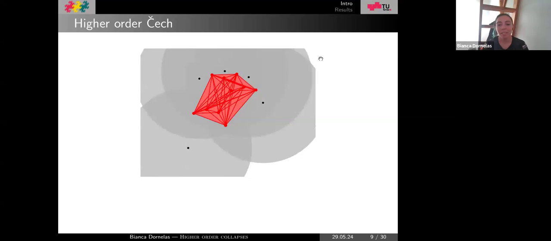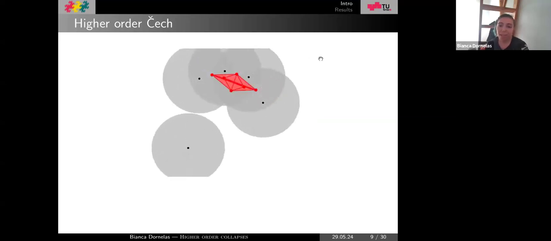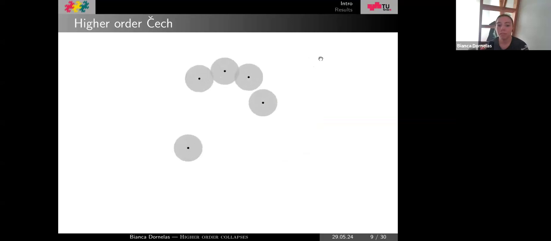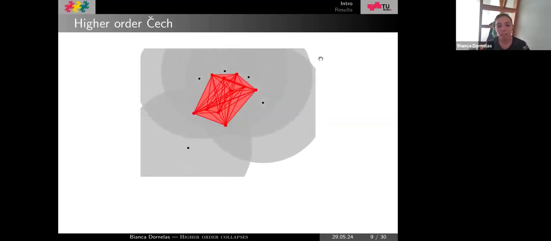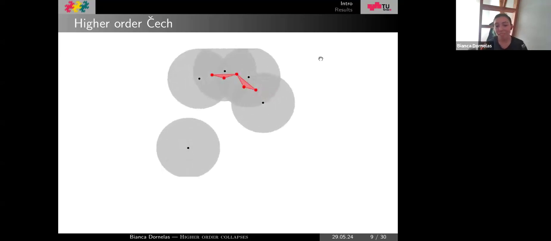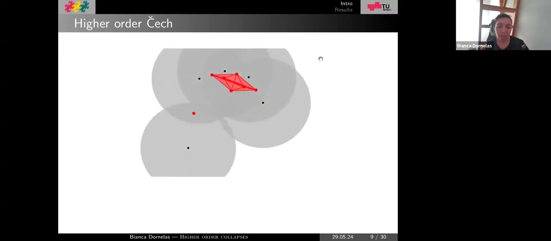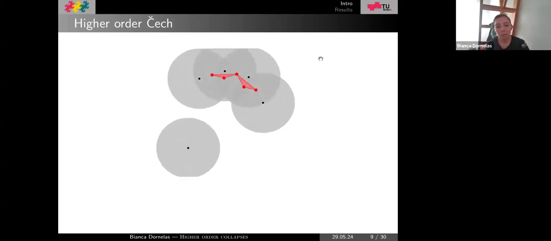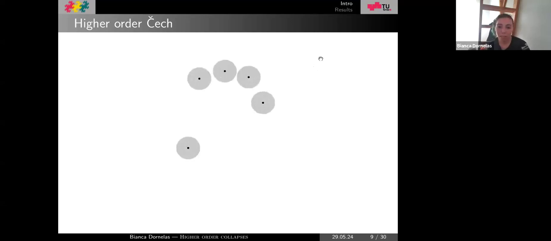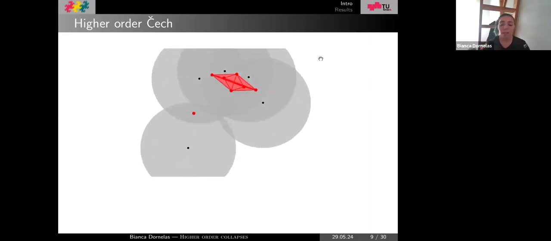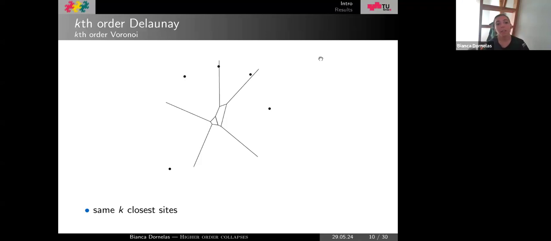So here you have an animation of the whole process. And you can see there that even though we just start with few vertices, all of a sudden there's lots of simplices going around. And that is the whole higher order Čech complex, in this case for order 2. Now, there is another approach, which is the higher order Delaunay complex, which is a bit cleaner than this one. And the way it achieves that is by looking into the higher order Voronoi regions. So just to recall here, the standard Delaunay complex is just the nerve of the standard Voronoi diagram, right?